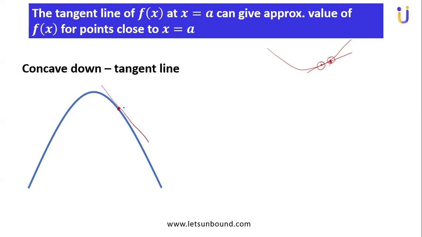This will give an approximation and it is called an overestimate. Actually, if you need this value, you will plug in the tangent function, but it will overestimate it. The value it will give is over here, but what you need is this value. So this is an overestimate. So concave down and you are applying the linear approximation using the tangent line, it's an overestimate.